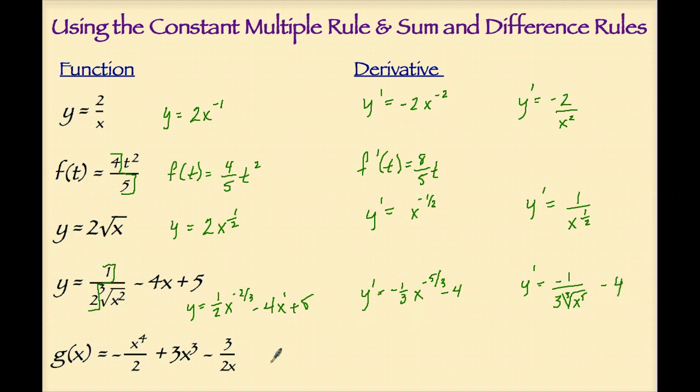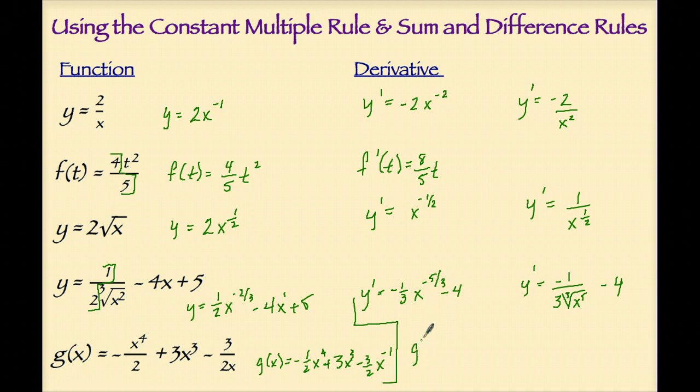In our final example, we do have the opportunity to rewrite a bit. We'll have g of x is equal to negative 1 half x to the fourth plus 3x cubed, and then we'll write this last term as minus 3 halves x to the negative 1. And I will pretend like that was taking place before we got to the column where the derivative happens.